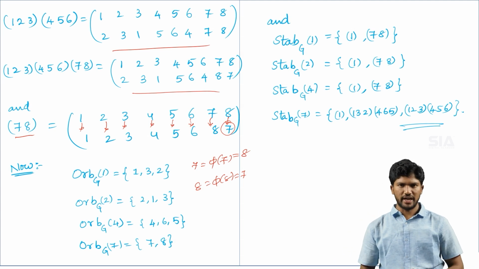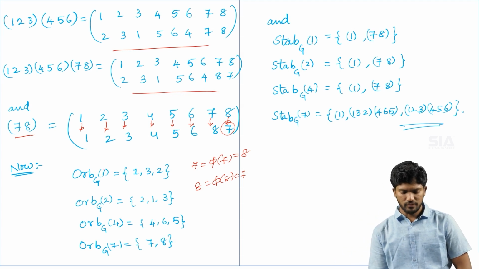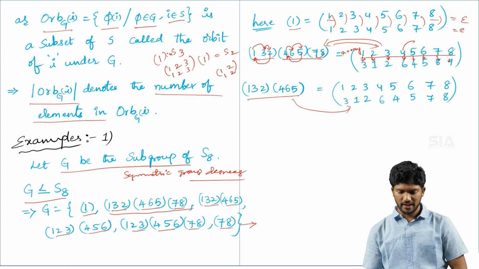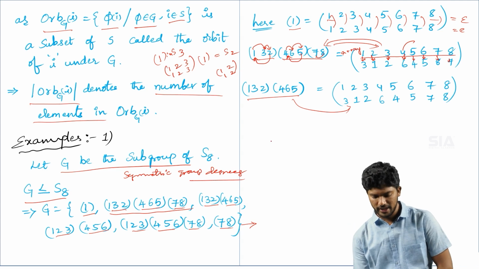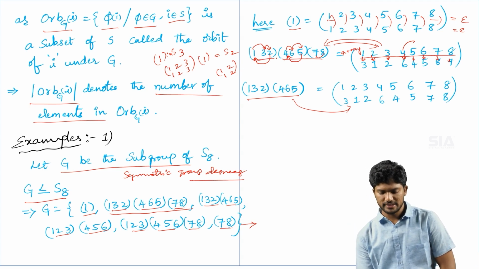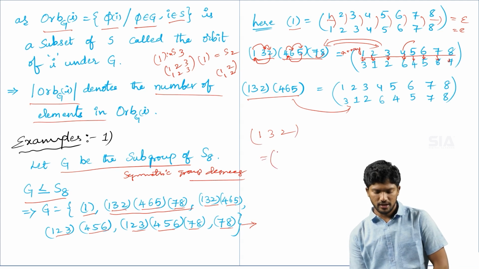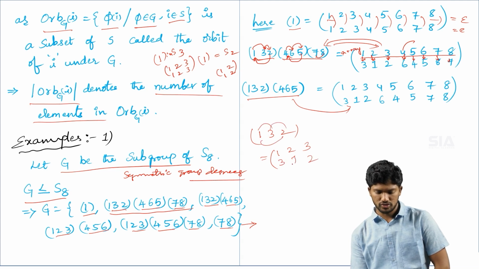First of all I am finding the orbit. Orbit of 1 you can take from these disjoint cycles. Here first of all I am taking the cycle 1 3 2. In this cycle, 1 goes to 3, and 3 goes to 2, and 2 goes to 1, and this 1 goes to 3 again, in this format.